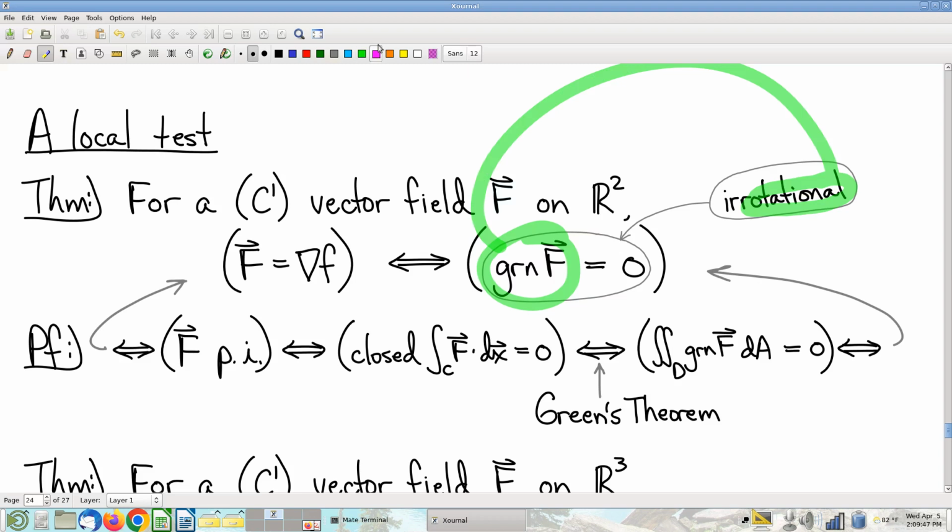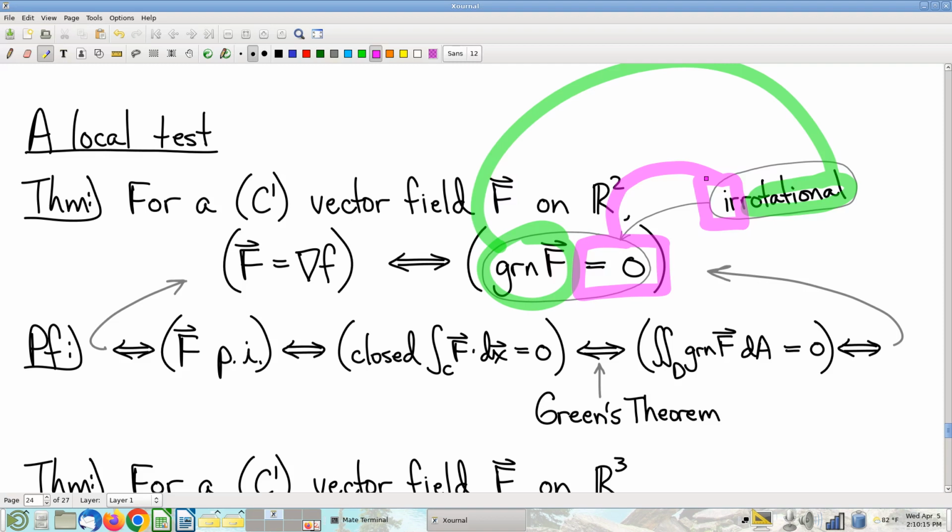And for it to be 0 means that there is no rotational aspect to the vector field, and thus the term irrotational. So I think this is a great term. I'm a big fan. It communicates very explicitly this idea of Green's operator being 0, if you think in terms of what Green's operator actually represents geometrically. Okay, how are we doing on that?